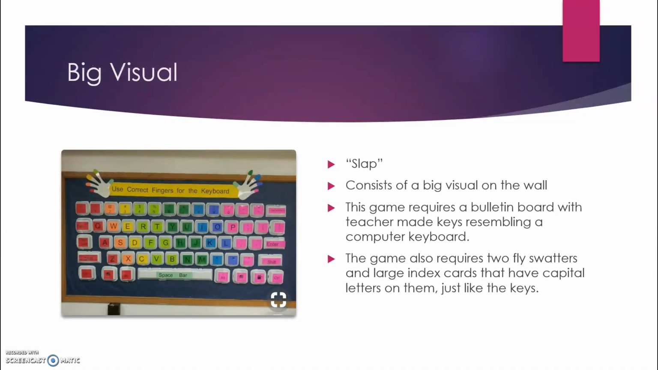So the first technology tool that we're going to talk about is the Big Visual. The Big Visual comes with a game called Slap. It consists of a big visual on the wall. This game requires a bulletin board with teacher-made keys resembling a computer keyboard. This game also requires 2 fly swatters and large index cards that have capital letters on them, just like the keys. And as you can see right here, you will see the letters, you will see the enter and shift key, and all of that.